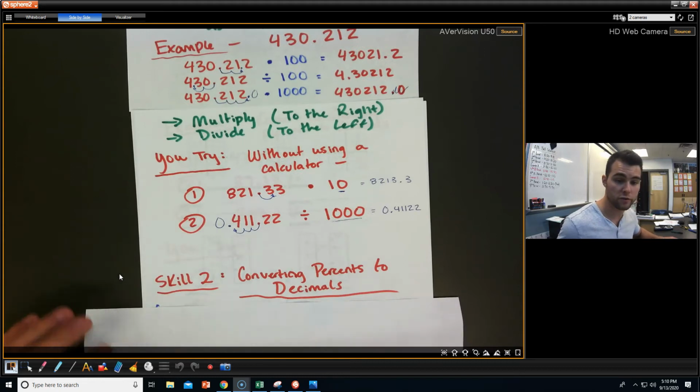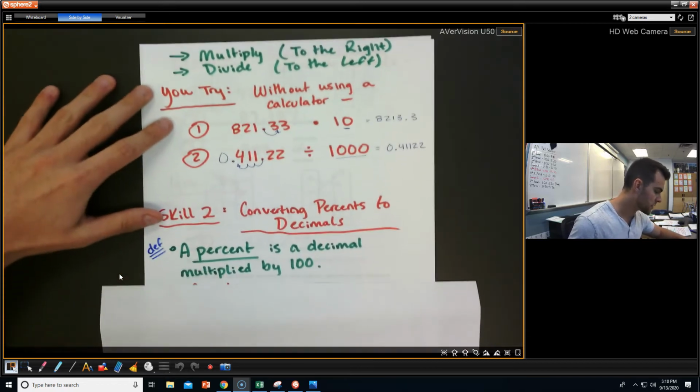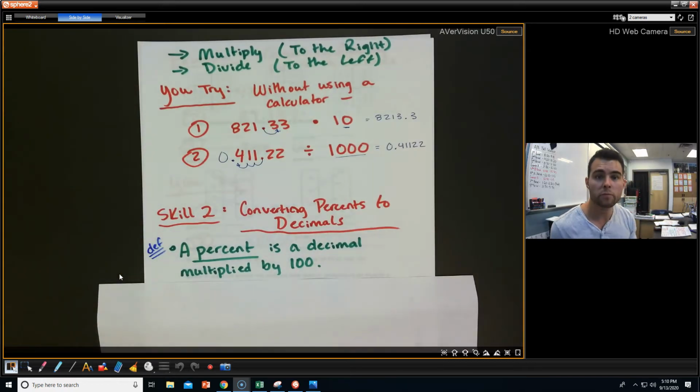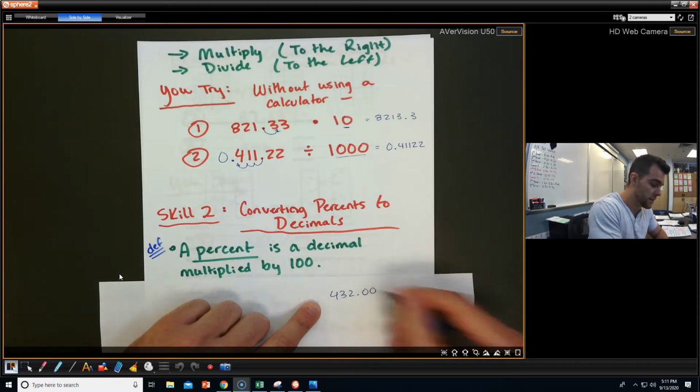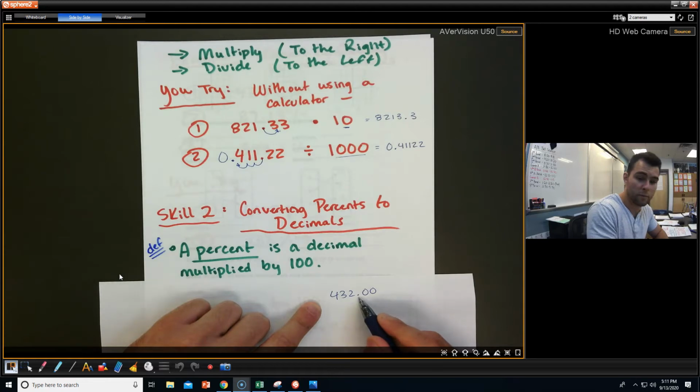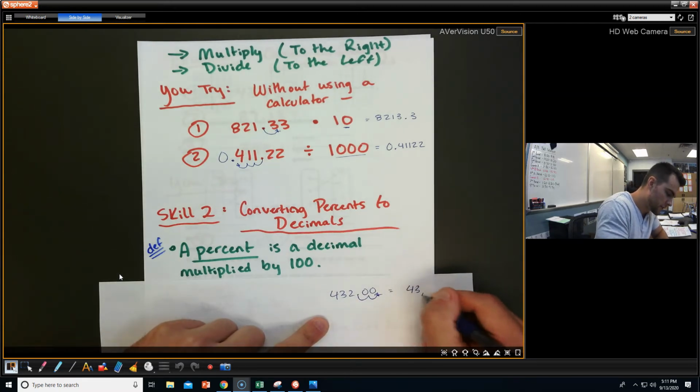This brings us to skill 2, converting percents to decimals. A percent is a decimal multiplied by 100. That's it. Any number you could think of. I thought of one too: 432. That's my decimal. Now I'm going to multiply by 100. Well, I'm multiplying, so I'm going to the right, and by 100, there are 2 zeros, so I'm going twice. So there we go, 43,200%.